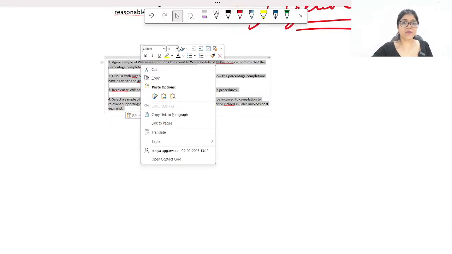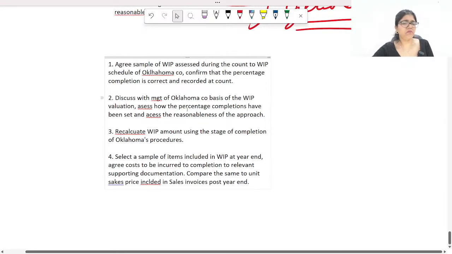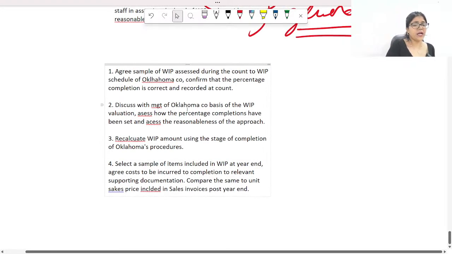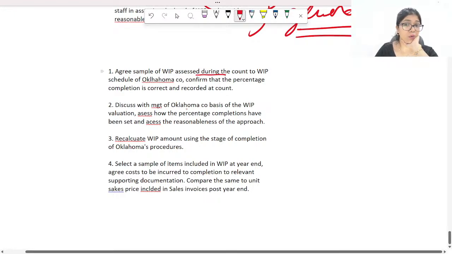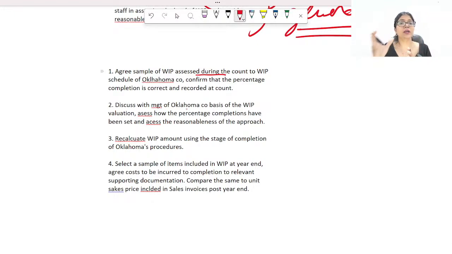So basically this is a 4-marker. So technically maximum 2 we should be able to write as per the case, and then the rest can be the general ones, right? Okay. Let's read. Agree sample of work in progress assessed during the count. So during the count we're assessing the value of the work in progress schedule. So what is the actual value which they used in the schedule, and what are the samples that we have collected during the inventory count?